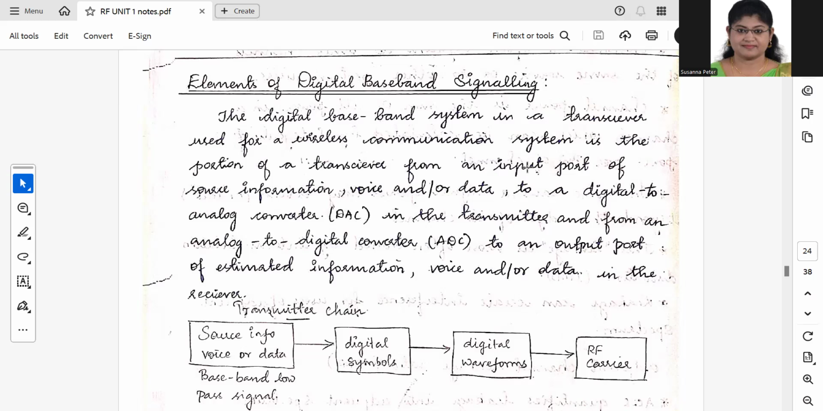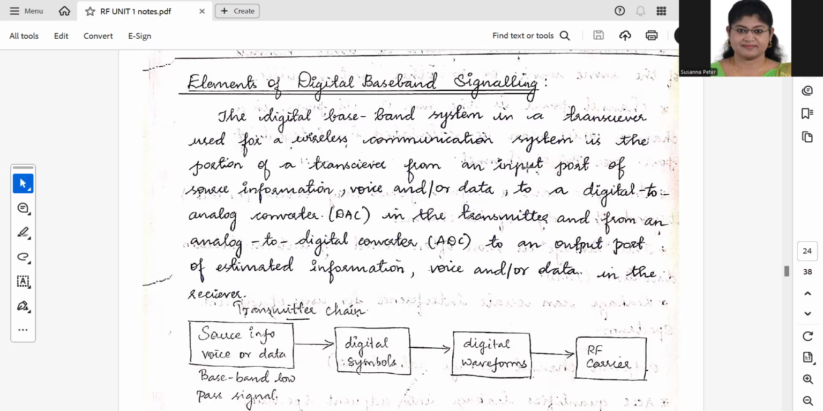Before moving on to the elements of digital baseband signaling, we need to know what a digital baseband system is. A digital baseband system refers to a communication system in which the signal is transmitted in its original digital form, without modulation onto a carrier frequency, over a transmission medium. So the signal is in its original digital form. There is no modulation in that signal. That is called a digital baseband system.